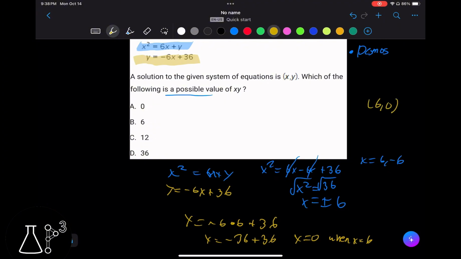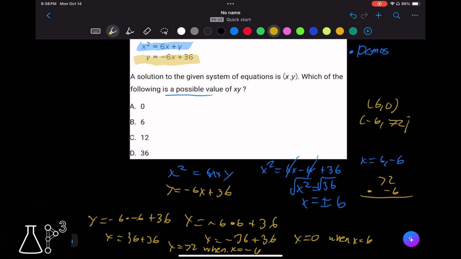However, if I plug in negative 6, I'm going to get y equals negative 6 multiplied by negative 6 and then positive 36. And two negatives equals a positive, so I'm going to get y equals 36 plus 36. And that gives me y equals 72 when x equals negative 6. So my second ordered pair is negative 6 and 72. So if I multiply negative 6 with positive 72, I'm going to get a negative number. So let me do the math really quickly. I'm going to get negative 432.